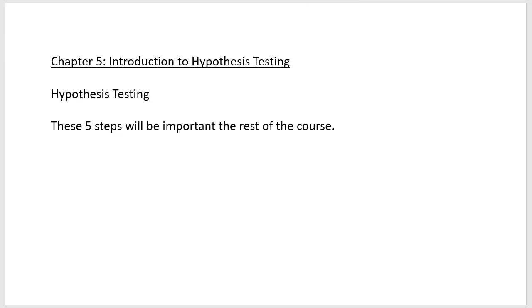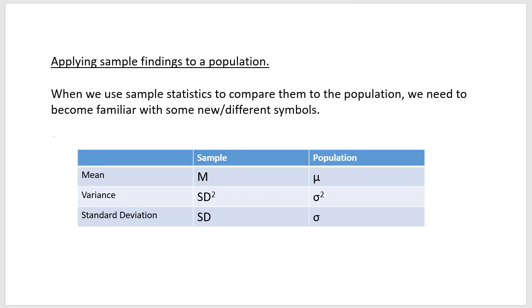So let's jump right into it, and let's review the symbols real quick for the population and for the sample. The sample mean is capital M, sample variance is SD squared, standard deviation is SD. The population mean is mu. The variance is sigma squared, lowercase sigma squared. Standard deviation is lowercase sigma. The population is the group that we are comparing our score to. The sample is the score of interest that we are comparing to the population.